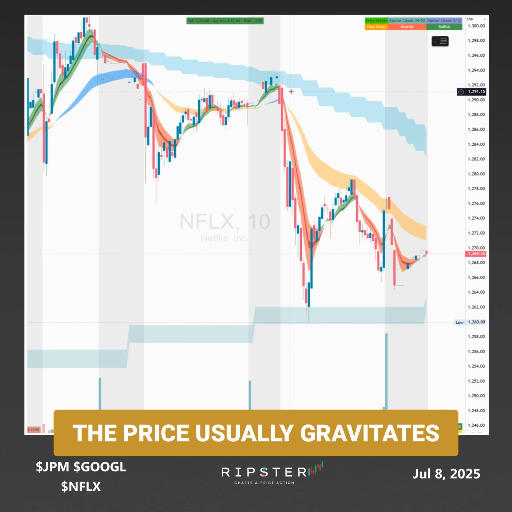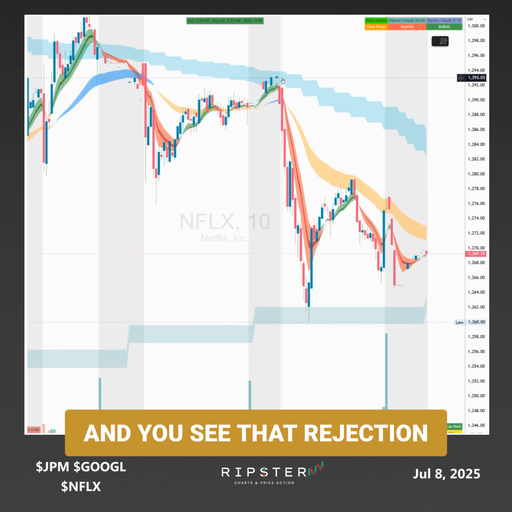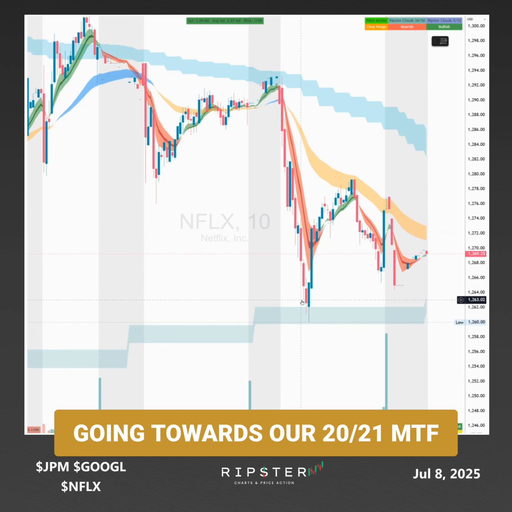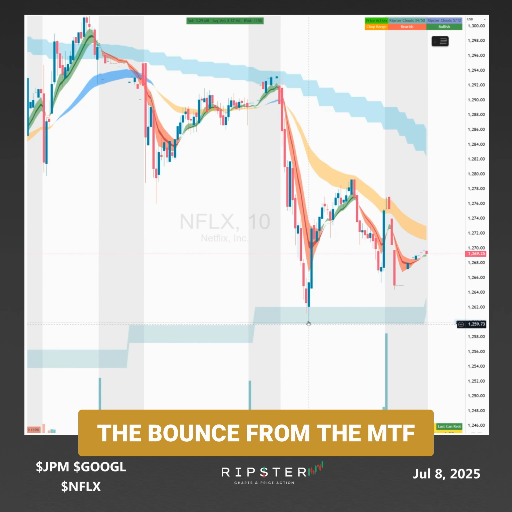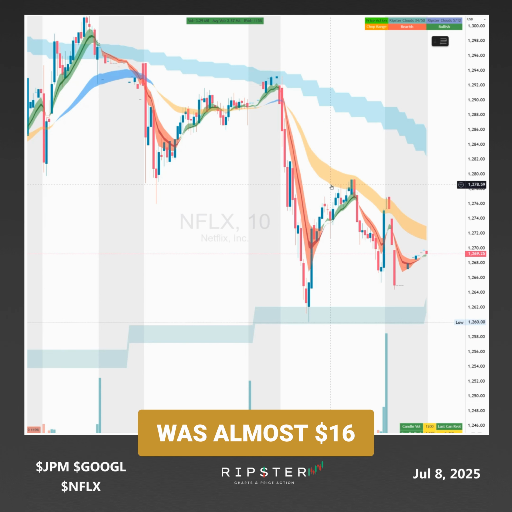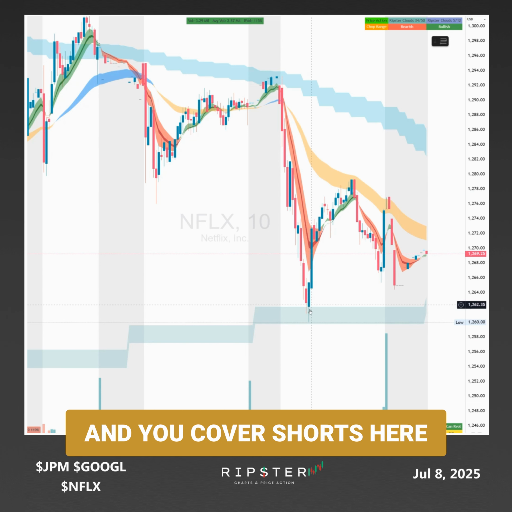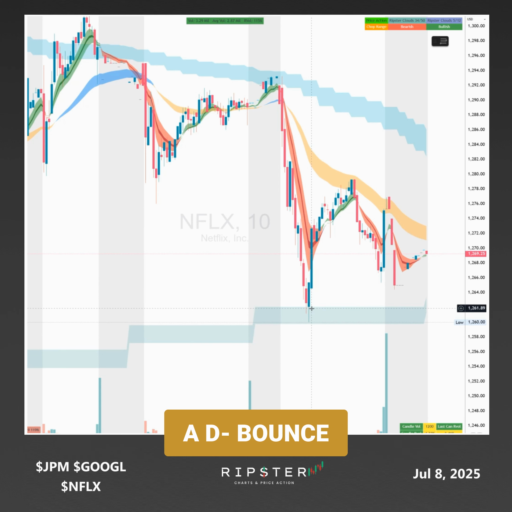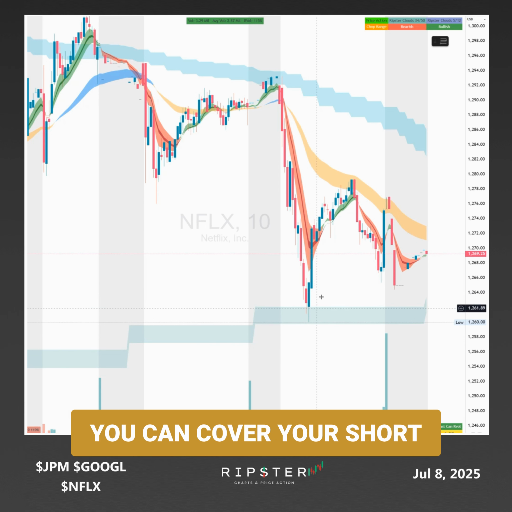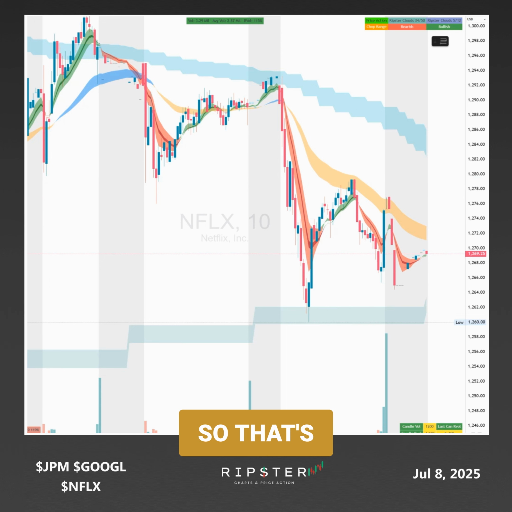The price usually gravitates towards the next MTF, and you see that rejection from the 1 hour MTF going towards our 20-21 MTF. And look again, the bounce from the MTF was almost $16. So repeatable. You can short it, cover it here, and you cover shorts here. Usually the bounce is a D minus bounce, but you know that you can cover your short, and we curled back towards the 34-50. So that's another example here.